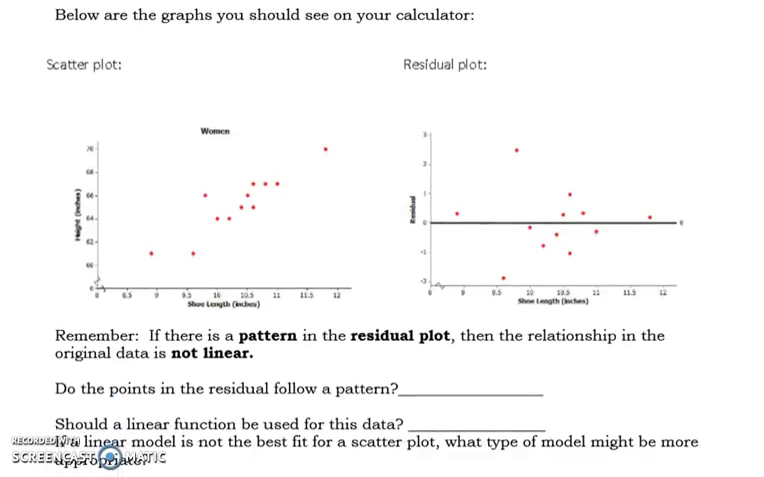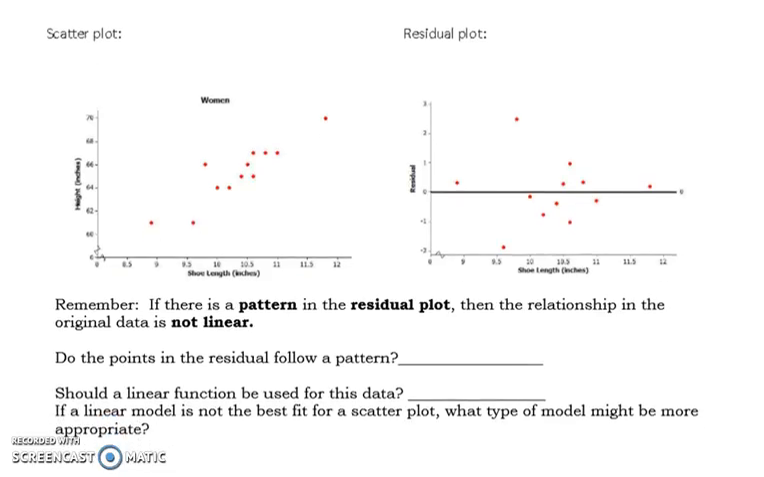Now, what I'm giving you in the first plot is a scatter plot, and in the second plot I'm giving you a residual. Remember, the key is, if there is a pattern in the residual, then the relationship of the original data is not linear. We want our residual plots to be random. That's the key for residuals. Residuals are random. So do the points in the residual plot follow a pattern? This is the residual plot, the second plot. There's no pattern there. It doesn't make a curve or a line or anything like that.